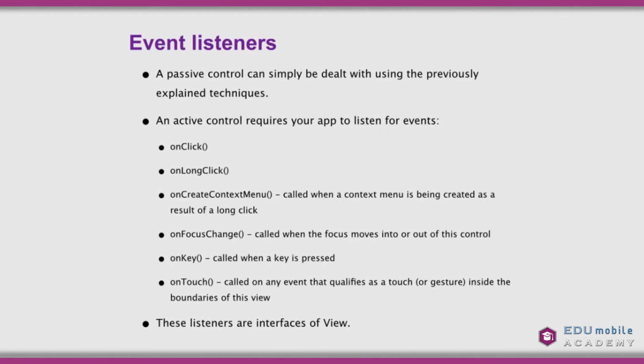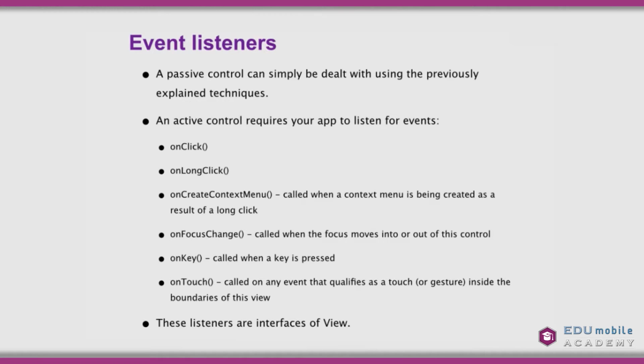But an active control will require your app to listen for events. Events are implemented in the view class as interfaces, and there is one interface for each event. And the events that exist are onClick, onLongClick, onCreateContextMenu, which happens when a context menu is being created as a result of a long click, onFocusChange, meaning when the focus changes either to or from this control or this view.